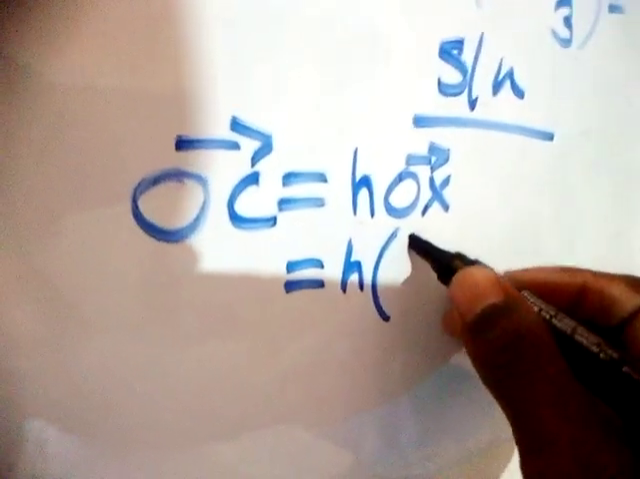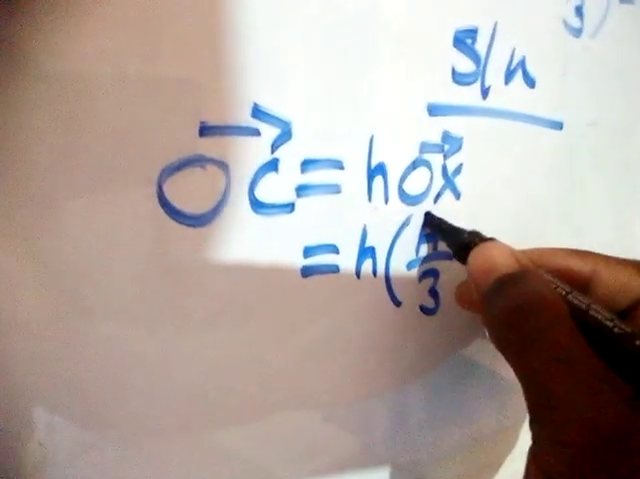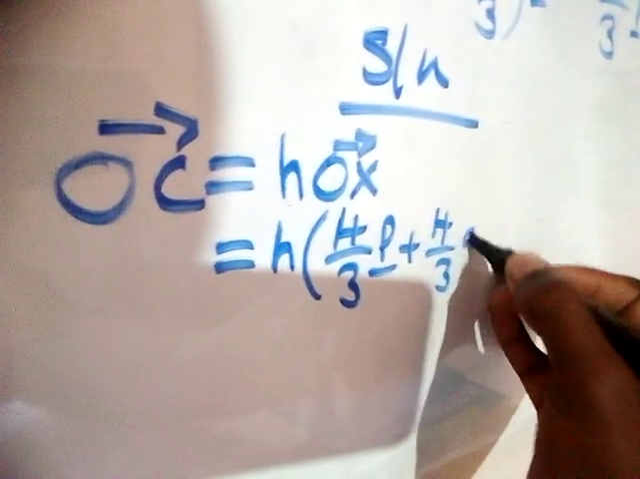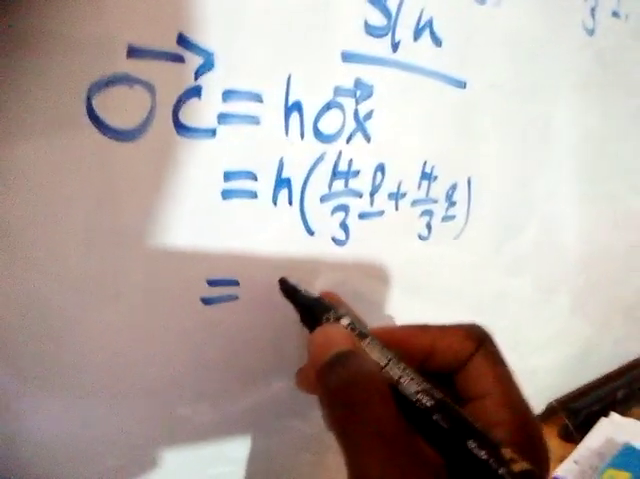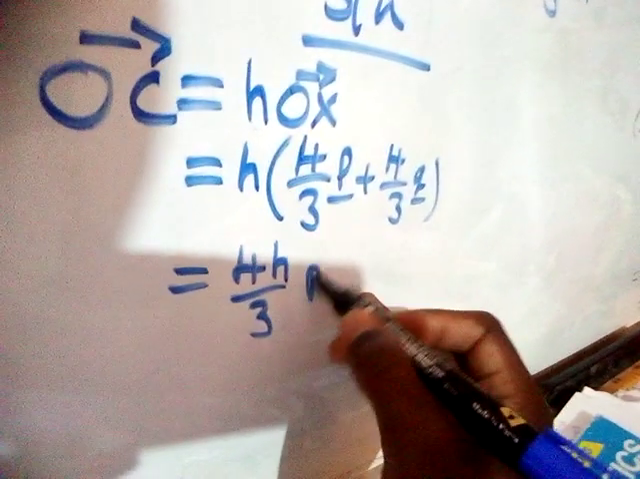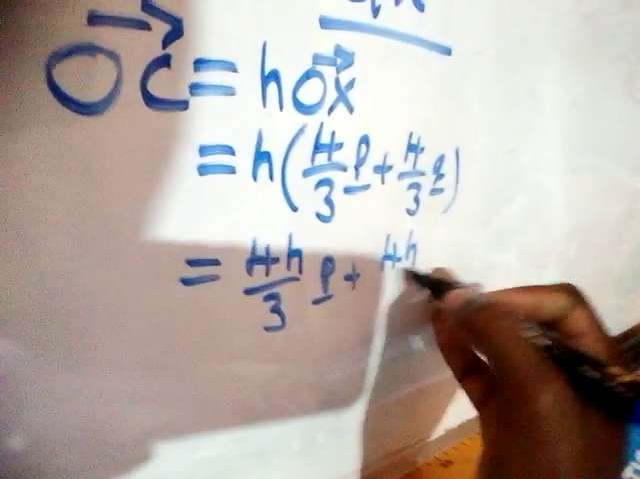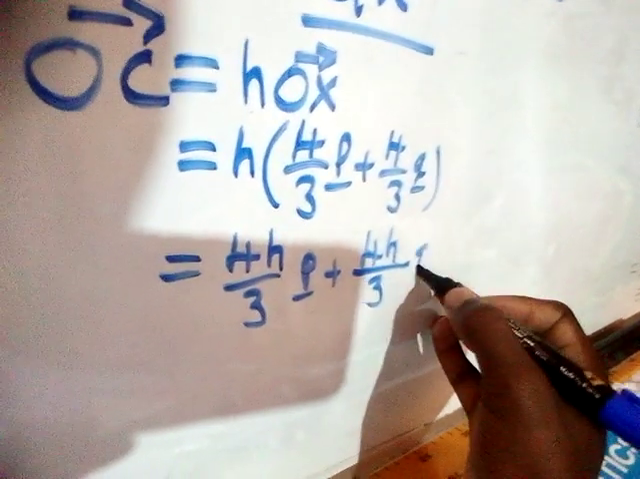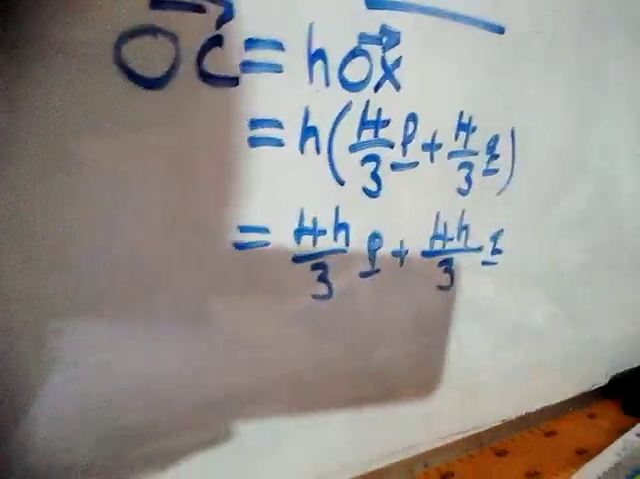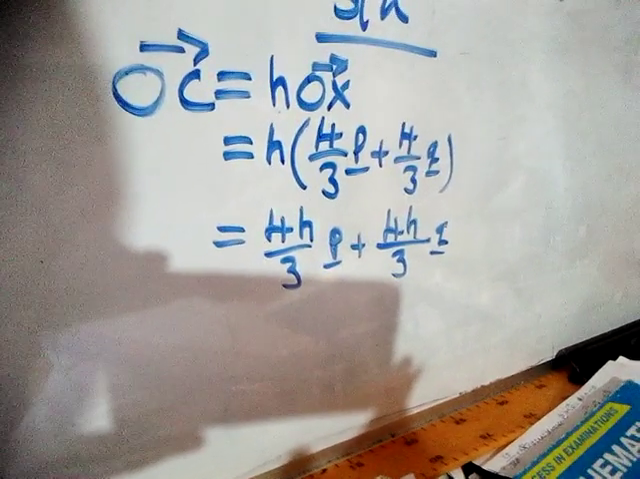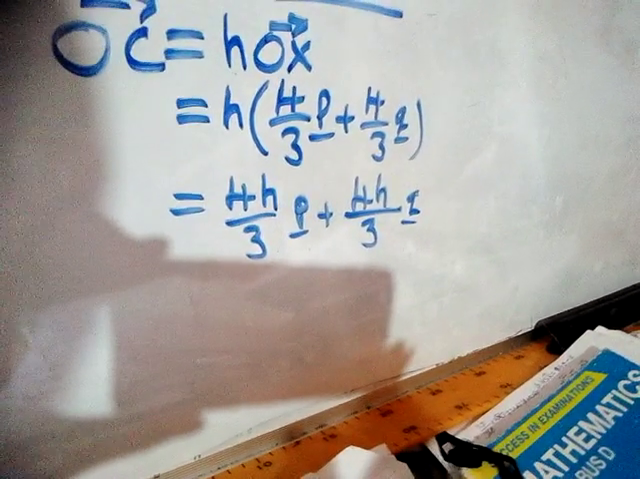So we're going to write it here. We substitute and put it in the parentheses. We're going to have h times 4/3 vector P plus 4/3 vector Q. From here we simplify. We're going to have 4h over 3 vector P plus 4h over 3 vector Q. Once this is done, we now know what vector OC is, right? Remember, a vector is written at the end always.